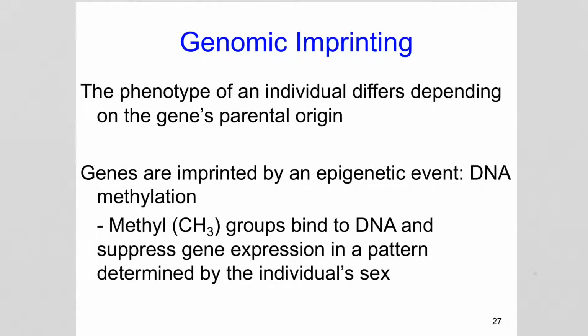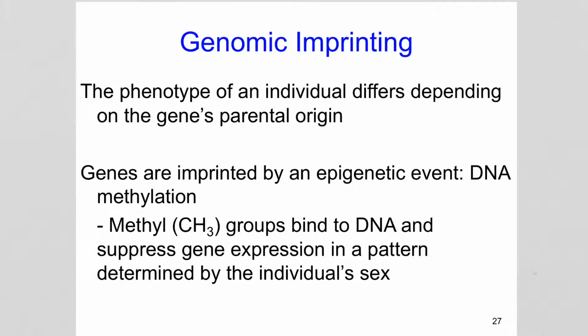So how this works is that there are methyl groups that cover a gene or several linked genes, so a whole sequence of DNA. And because these groups are covering the DNA, they actually prevent them from being transcribed or translated. So we don't see the proteins being produced if the methyl groups are bound to a region of DNA.